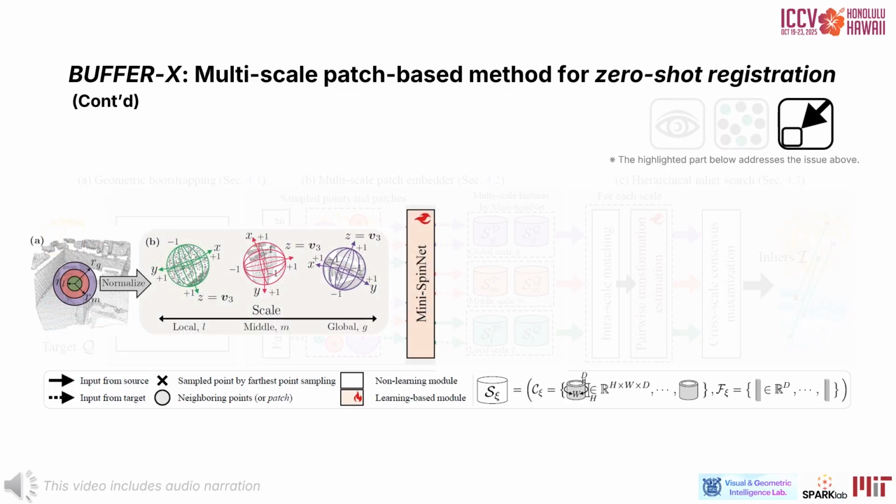Third, BufferX normalizes each keypoint's local patch to a fixed range of -1 to 1 before feature extraction with mini-SpinNet. This removes scale discrepancies, enabling descriptors to capture geometric shape rather than absolute size.